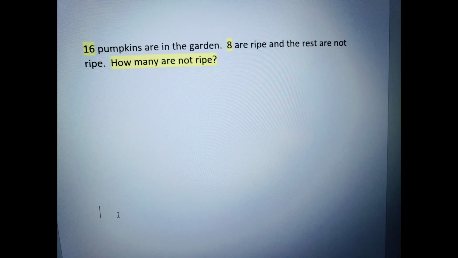Let's do one a little more challenging. 16 pumpkins are in the garden. 8 are ripe, and the rest are not ripe. How many are not ripe? Is this addition or subtraction? In this one, we're actually comparing numbers, so it has to be subtraction.